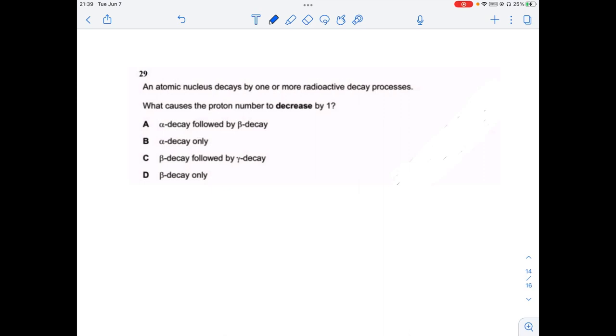Question number 29. An atomic nucleus decays by one or more radioactive decay processes. What causes the proton number to decrease by one? It is decreased by one, not increased by one. If at all it is increased by one, it's going to be a beta particle. Whenever there is a beta decay, the proton number increases by one. And whenever there is an alpha decay, the proton number decreases by two.